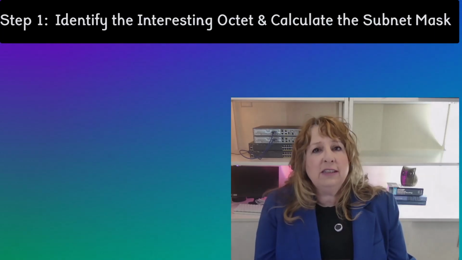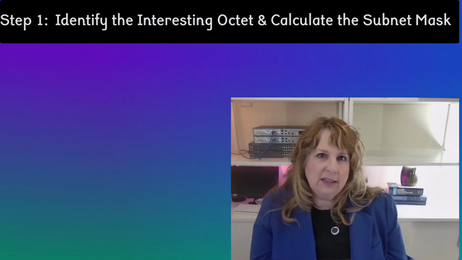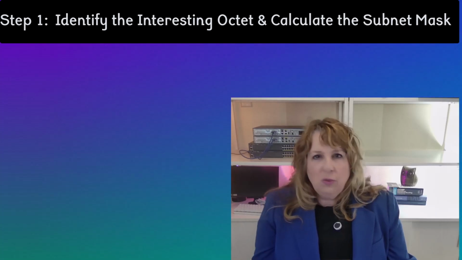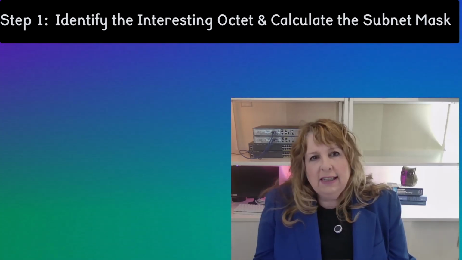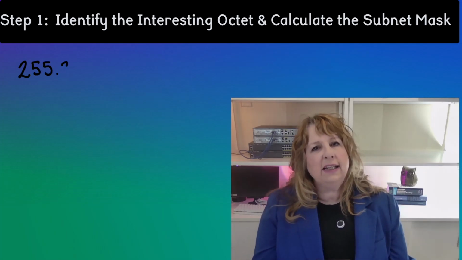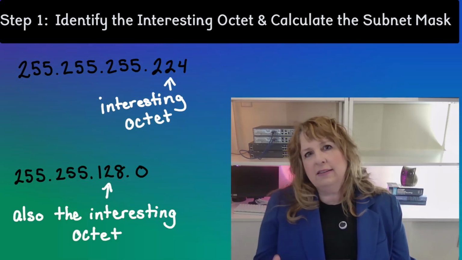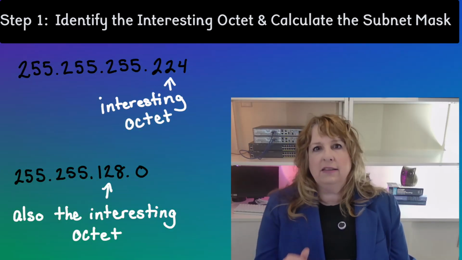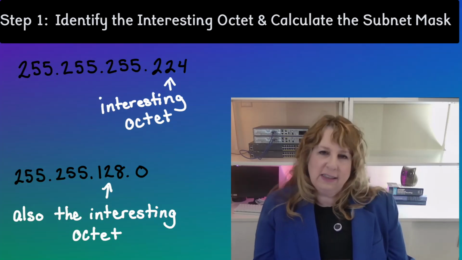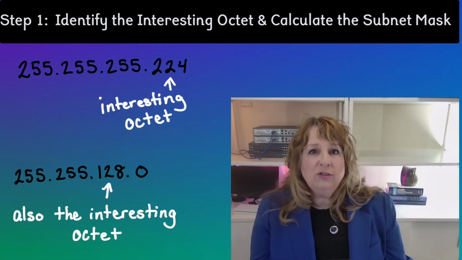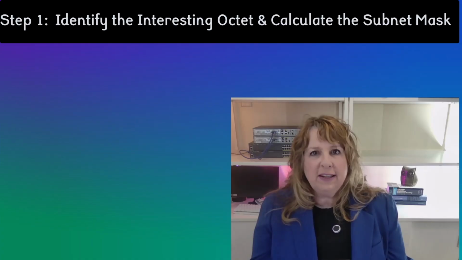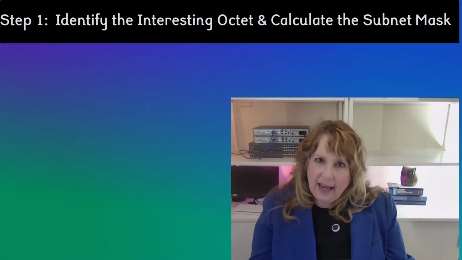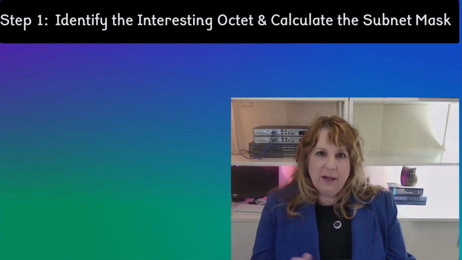Step 1, you need to identify the interesting octet and calculate the subnet mask. Where is our interesting octet? Well, that's the octet in the subnet mask that isn't 0 and it is not 255. It's somewhere in between. We'll use our formula to identify the interesting octet and calculate the new subnet mask.